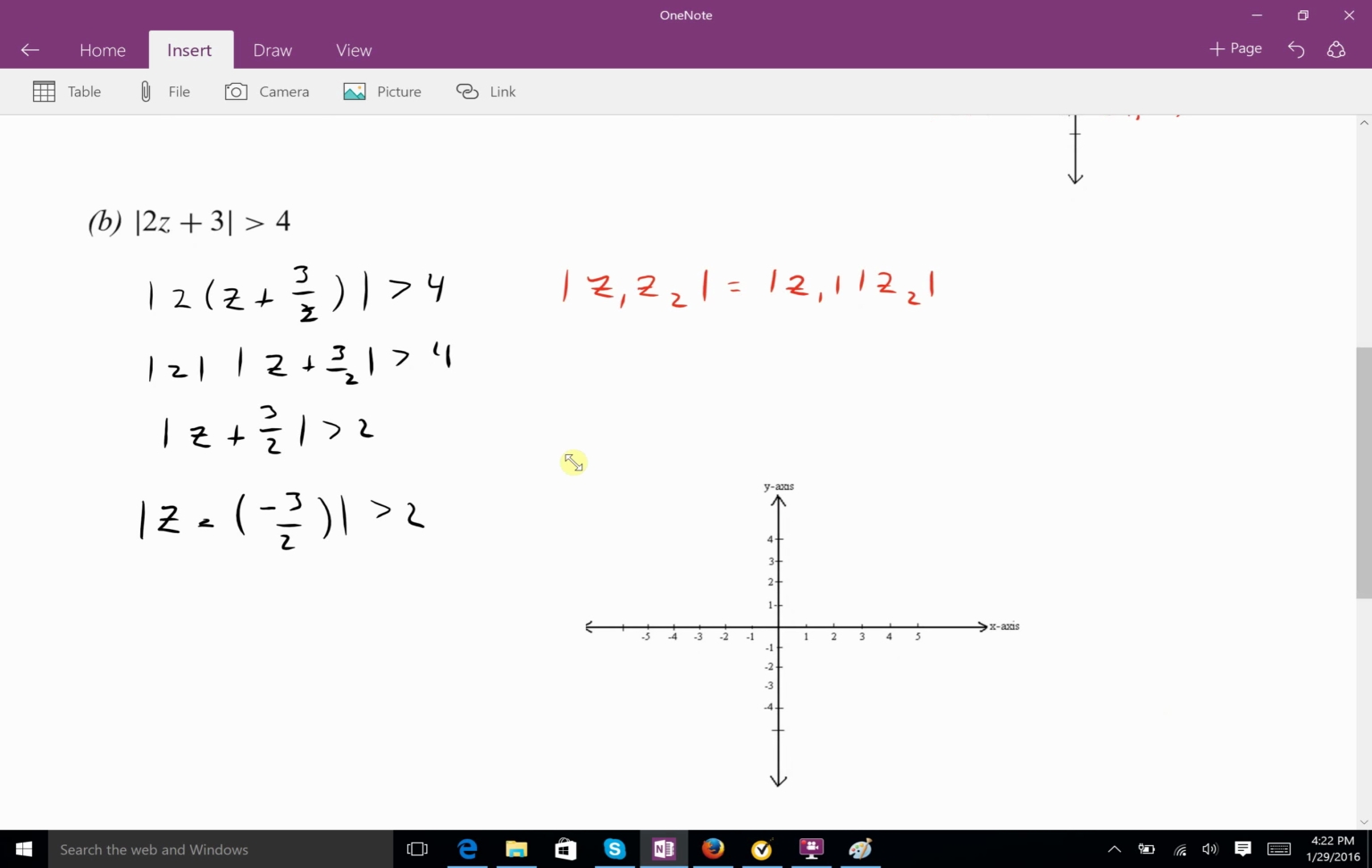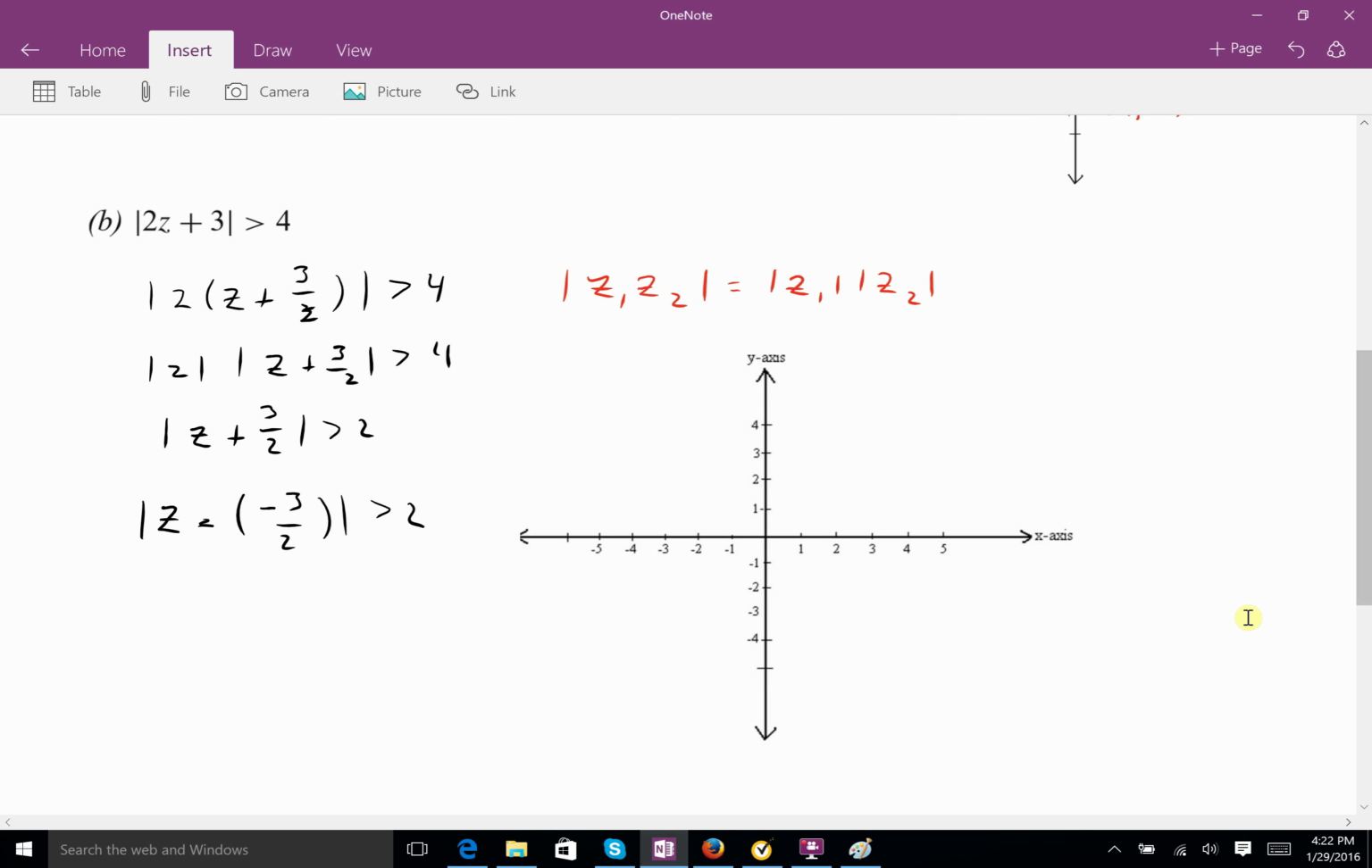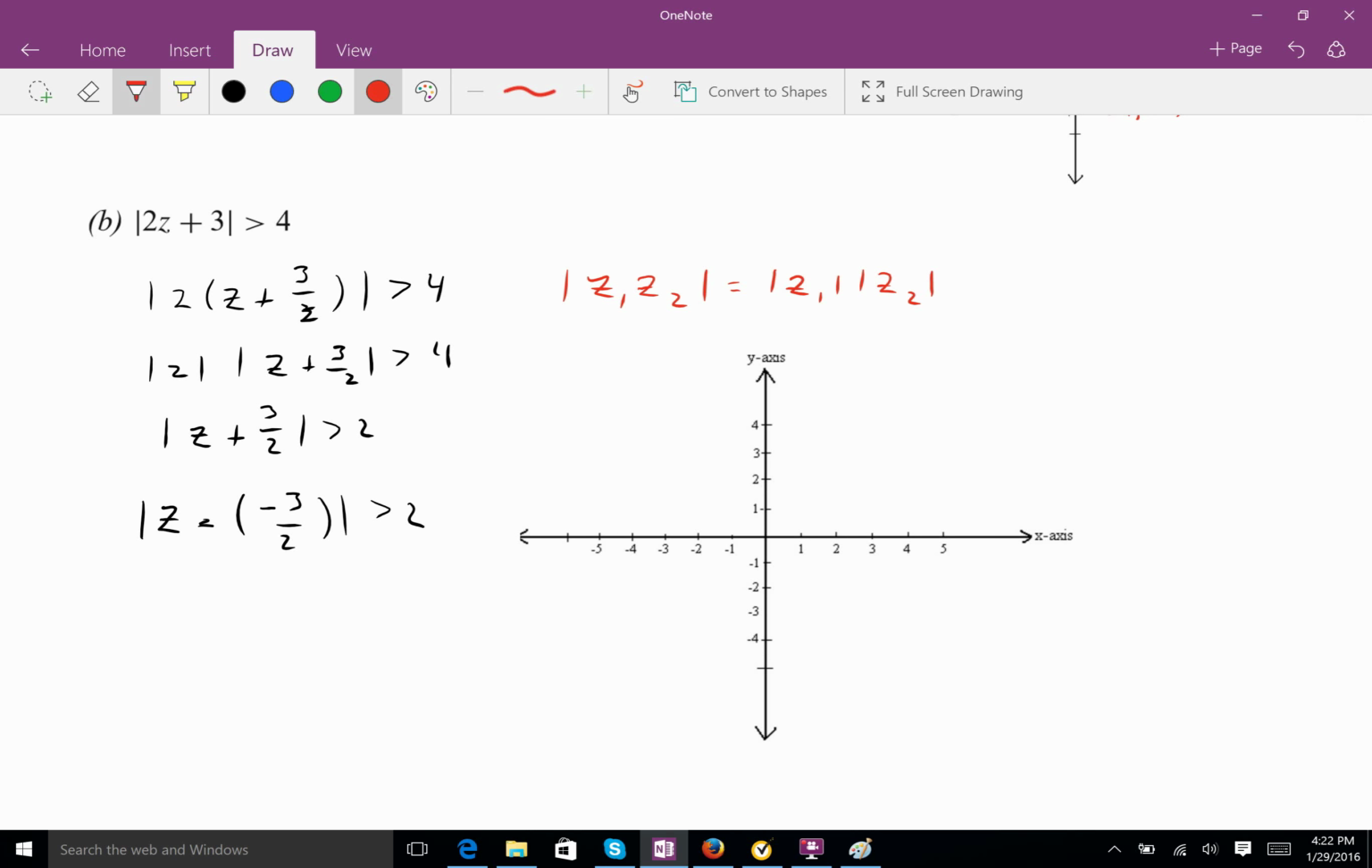I'm going to blow this up a little bit because I want to show you clearly what I mean here. Okay. So first of all, it's centered at -3/2. So 3/2 can be -1.5, right? Okay. The radius here is 2, so I'm going to go over 1, 2 here, 1, 2 here, and I'm going to go up 2 here, and 2 here, down 2 here.